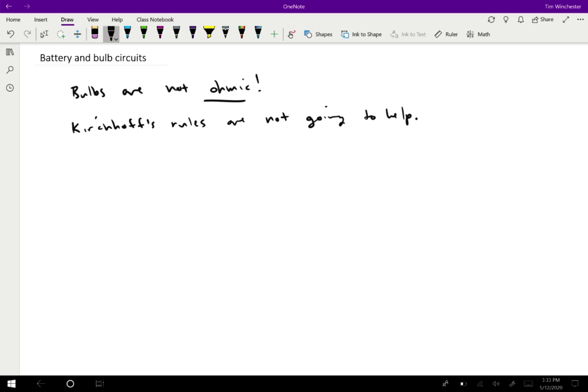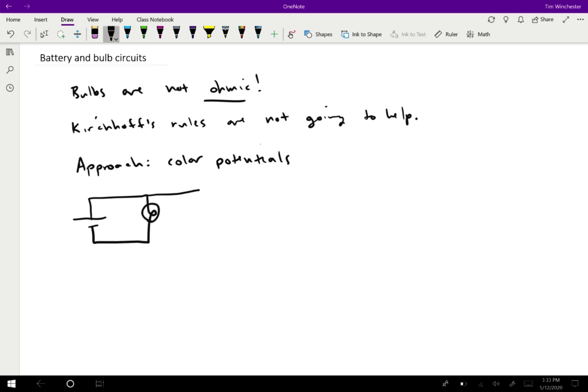Okay, so how do we approach a circuit that has light bulbs in it then? Well, the first thing you want to do is color the potentials. Okay, so we want to take advantage of what we know about wires and batteries. Okay, so let's say I have a circuit like this, where I have a battery and then a light bulb, and then another light bulb like this. Okay, I want to know how bright are those two bulbs. Are they equally bright? Is one brighter than the other? So I'm going to name them A and B.